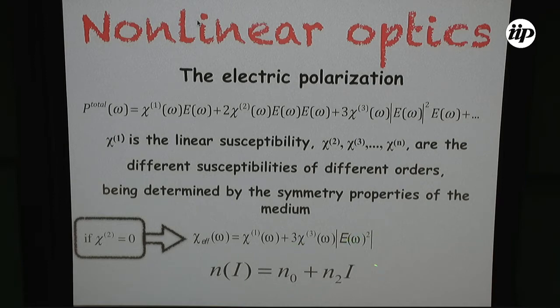So we can write the index of refraction of the material as a linear part here, which is the usual index of refraction we know, which we can measure easily in the lab. But you remark that here you have a correction to this term, where N2 is the nonlinear index of refraction, and I is the intensity of the beam. So you see that this number has a dimension. It's not dimensionless. Yes?